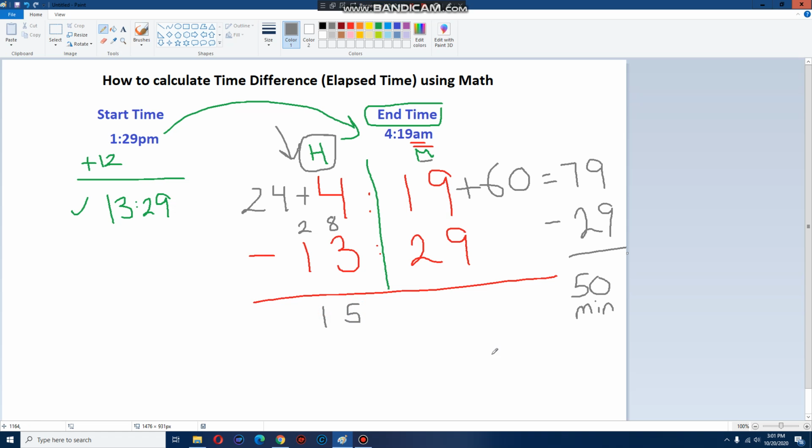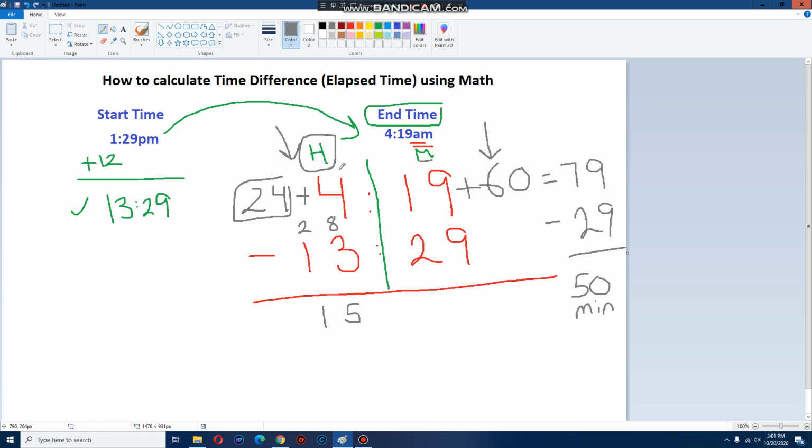Hey, that works. So as you can see, I added minutes over here because this is the minutes side. I did 60 minutes in 1 hour. On this side is hours. And I know that there are 24 hours in one day. So that's why I added 24 on this side.